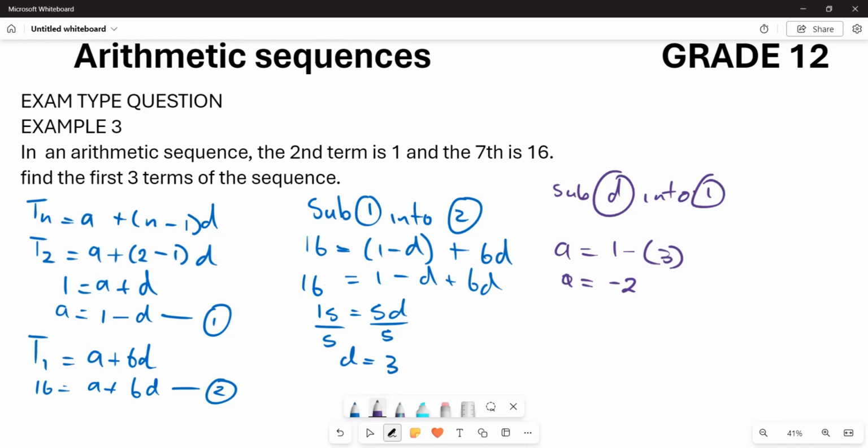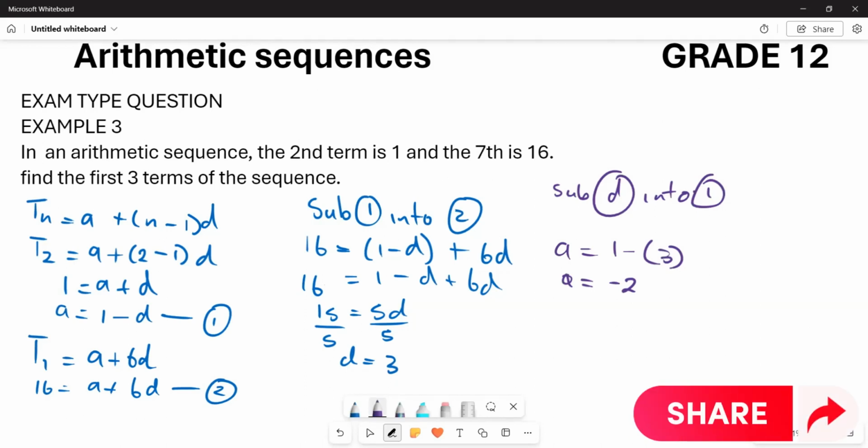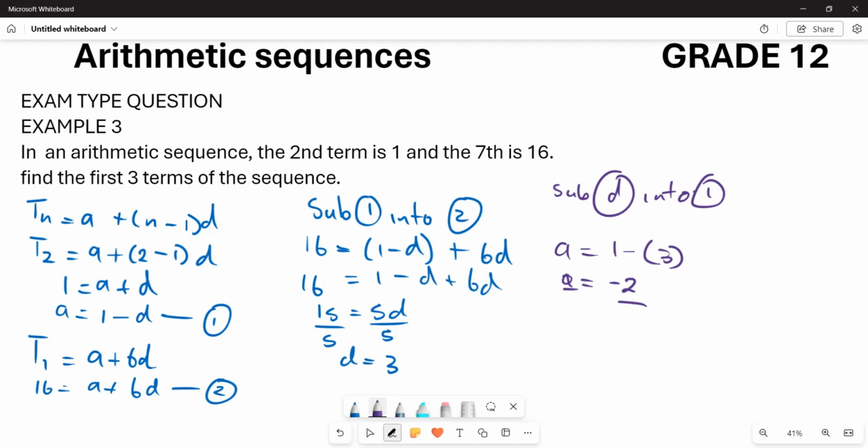Now that you have the value of a and d, have you answered the question? No. Find the first three terms of the sequence. Already you know that the first term of the sequence is represented by a, which means this is the same as -2. That's your first term. And now for the second term, the difference you found is 3, so you're going to simply say -2 + 3.